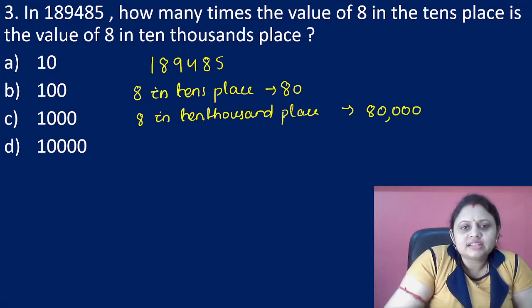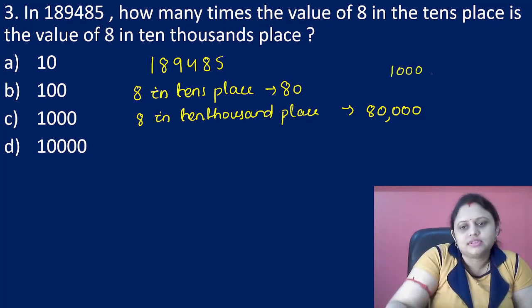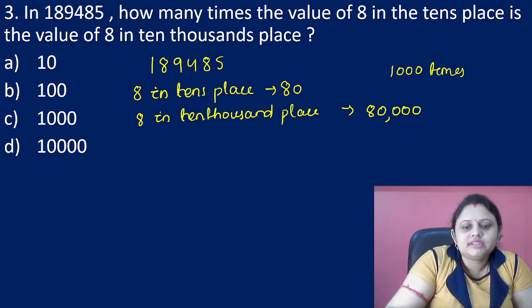So it is asked how many times 80,000 is of 80. How will you find out? Here 1088, both numbers are same. 10 is present, here 4 zeros are present. So 4 zeros minus 1 zero, that is 3 zeros. You can cancel the 0 with the 0, and cancel 8 with 8, and you will get 1000 times.